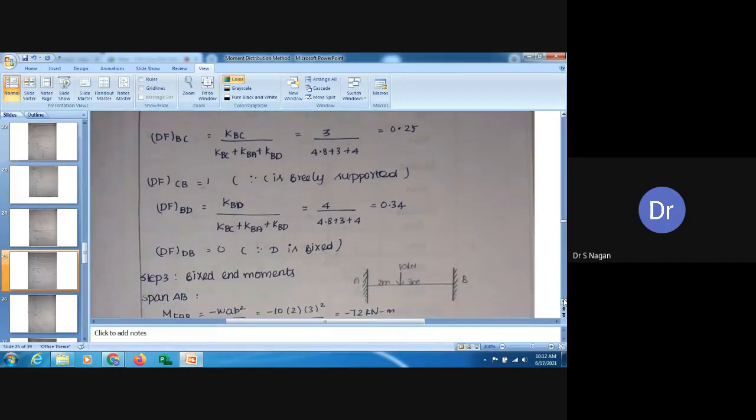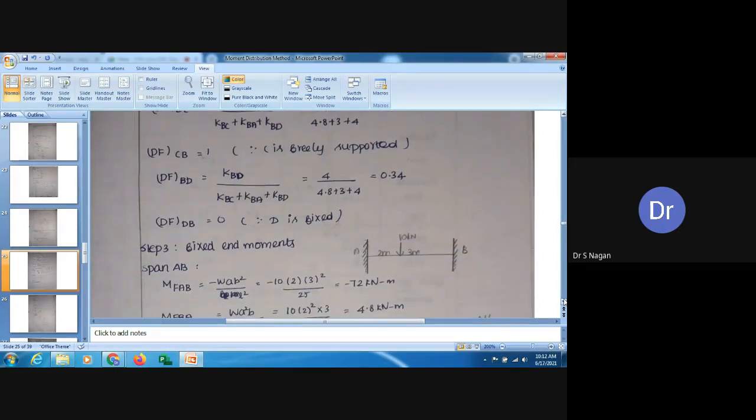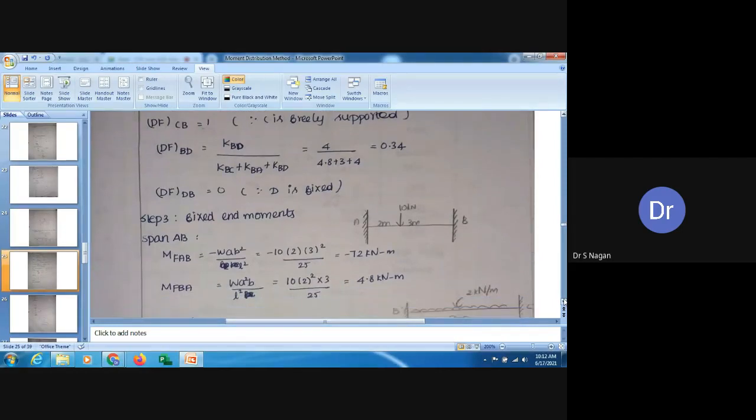Then calculate the fixed end moments. In span AB, we have a non-central point load. So M of AB is minus WAB squared by L squared, and M of BA is plus WA squared B by L squared. So the fixed end moment for AB will be minus 72 kilonewton meter, and for BA it will be 4.8 kilonewton meter.